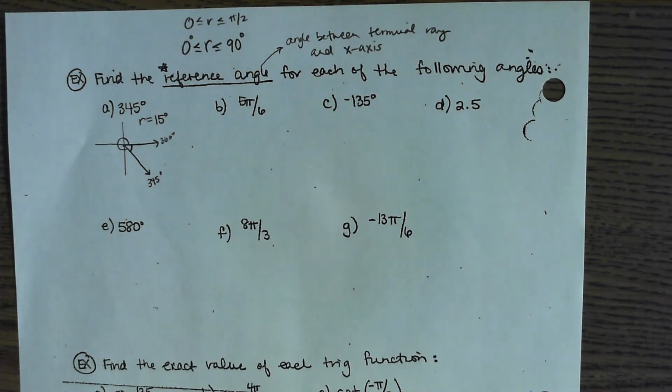As long as, I shouldn't really say that, that's not true. If it's one of our main 5, our pi's over 2, our pi's over 3, our pi's over 6, and our pi's over 4, then it will be. If you had a random, like, I don't know, 5 pi over 8, for example, 5 pi over 8 actually would not have a reference angle of pi over 8. But you'll come across those few and far between, because we just don't talk about pi over 8 angles.